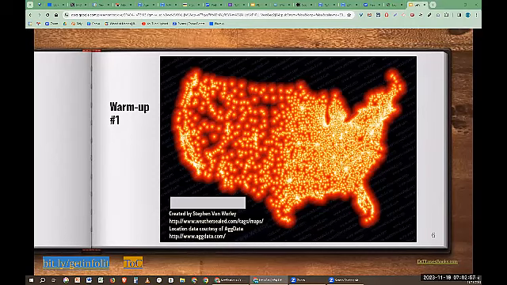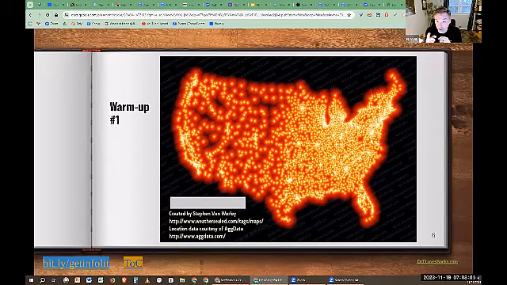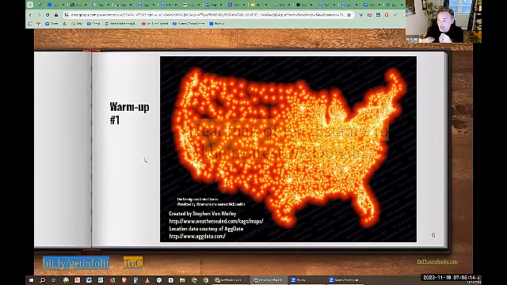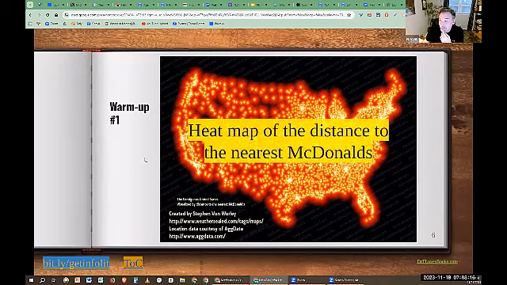Is it internet activity? Internet activity is interesting. Population's interesting. Anybody else? Certainly, it seems like it would map really well to those two things. It's actually a heat map of the distance to the nearest McDonald's.